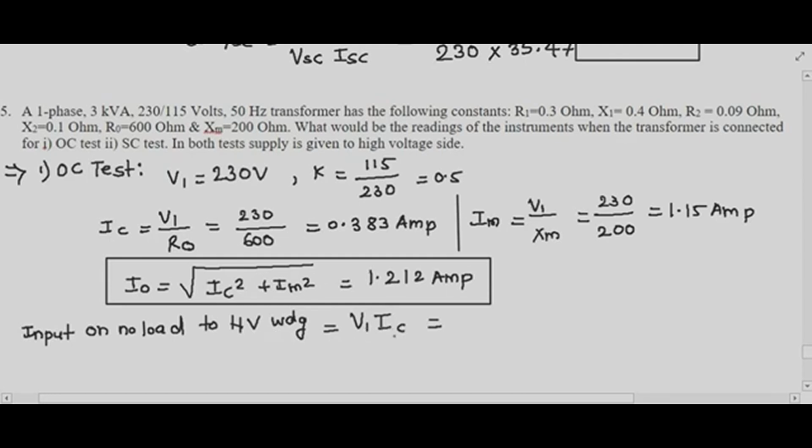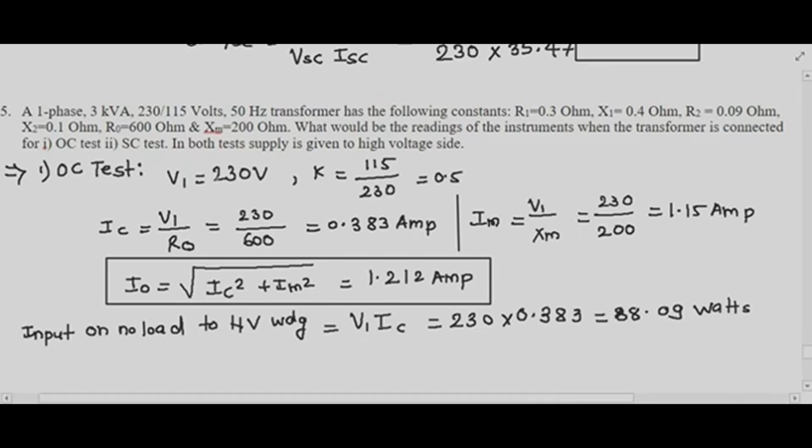But what is I0 cos phi 0? It is nothing but IC. So I will write this as 230 volt into 0.383. This you will get as 88.09 watts. So this is the input on no load to the high voltage winding. Okay, so the power rating you got is 88.09.